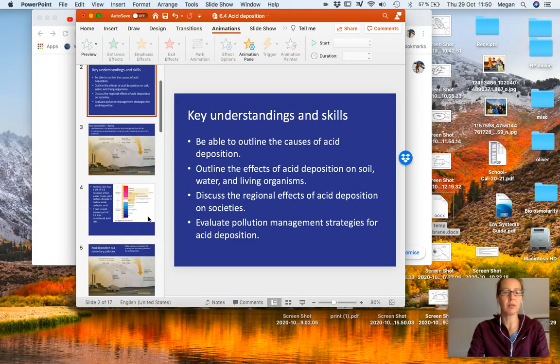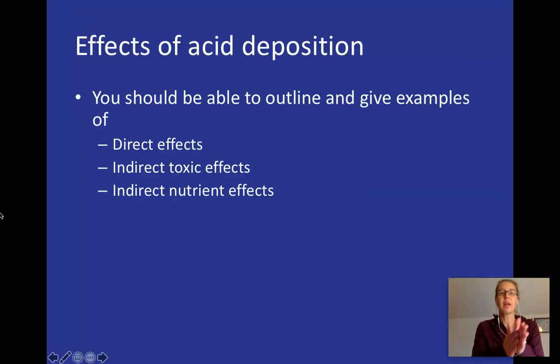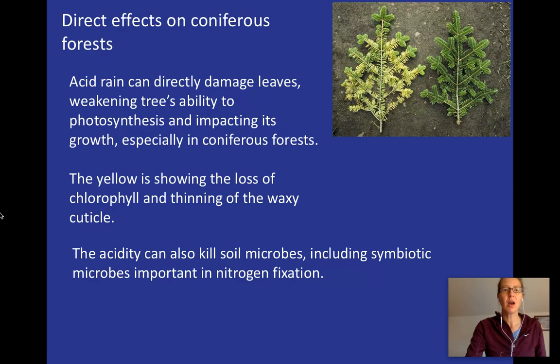I'm going to just forward to that slide. All right, so effects of acid deposition. You need to be able to outline and give examples for direct effects and indirect effects, but the indirect effects will include both toxic and nutrient effects. We're going to mostly be focusing on ecosystems, but I'll explain a little bit more on societies near the end.